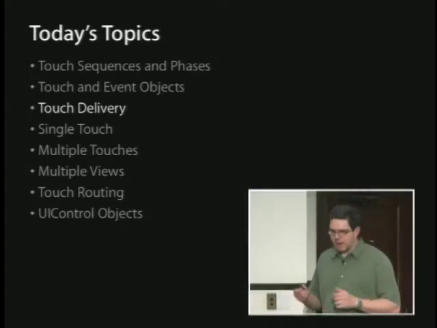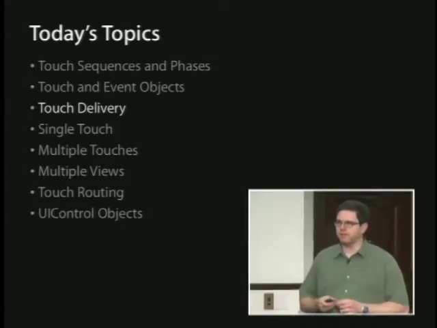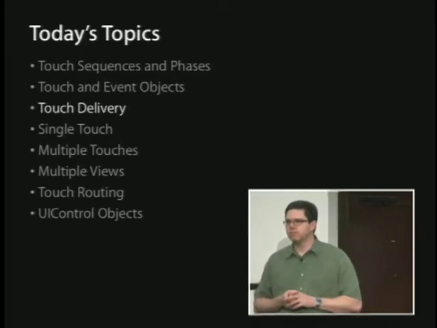OK, so let's talk about how your view is actually notified about these touches. Actually, who decides which event object each touch instance goes to? So the question is, who decides which event object a touch is associated with? There's only one event at any given time, and it has all of the touches that are tracking on the screen right now. And that's the event that's delivered.